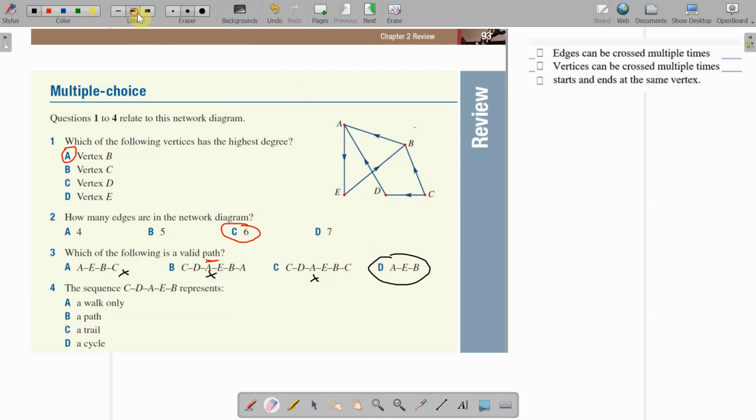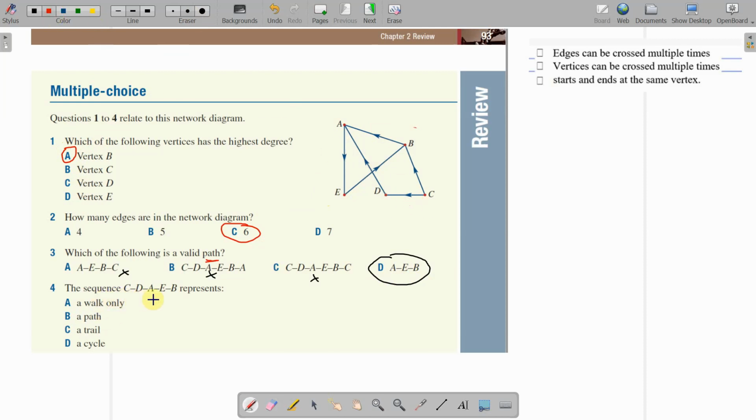double check. A to E, and E to B. That's a valid path. It doesn't have to cover every edge or every vertex, as long as each one is only covered once. And that's the valid path, part D. Okay. Now, let's get rid of that one again. Question 4.